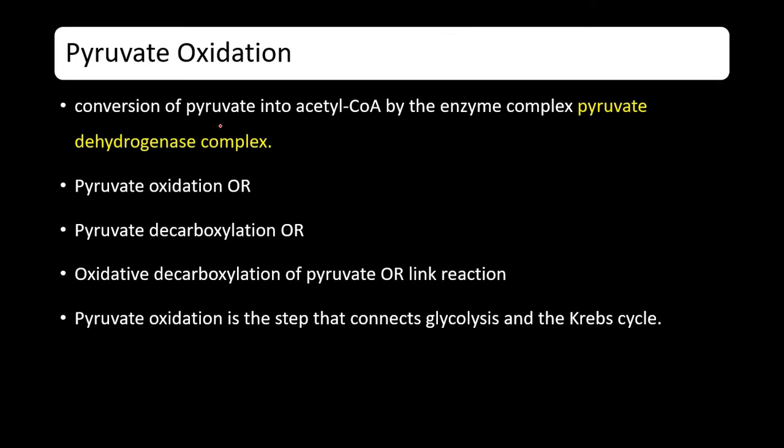In this video, we are going to talk about pyruvate oxidation or link reaction. Pyruvate oxidation is actually the conversion of pyruvate into acetyl coenzyme-A by an enzyme complex known as pyruvate dehydrogenase complex.